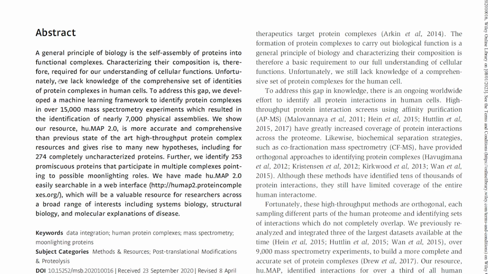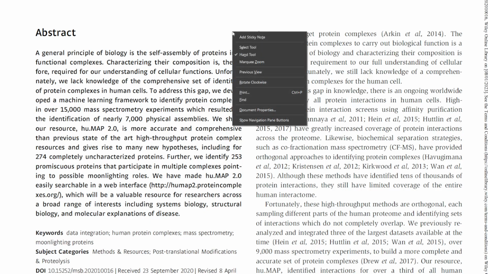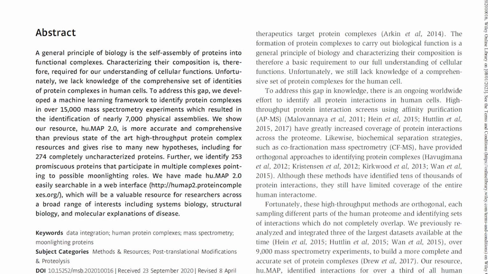We show our resource, Hu.MAP 2.0, is more accurate and comprehensive than previous state-of-the-art high-throughput protein complex resources and gives rise to many new hypotheses, including for 274 completely uncharacterized proteins. Further, we identify 253 promiscuous proteins that participate in multiple complexes, pointing to possible moonlighting roles. We have made Hu.MAP 2.0 easily searchable in a web interface, http://umap2.proteincomplexes.org/, which will be a valuable resource for researchers across a broad range of interests including systems biology, structural biology, and molecular explanations of disease.